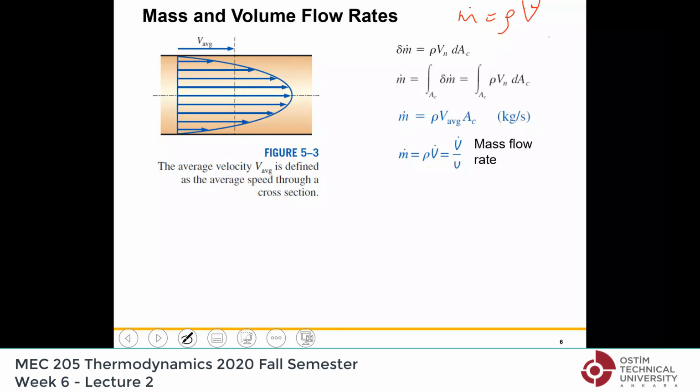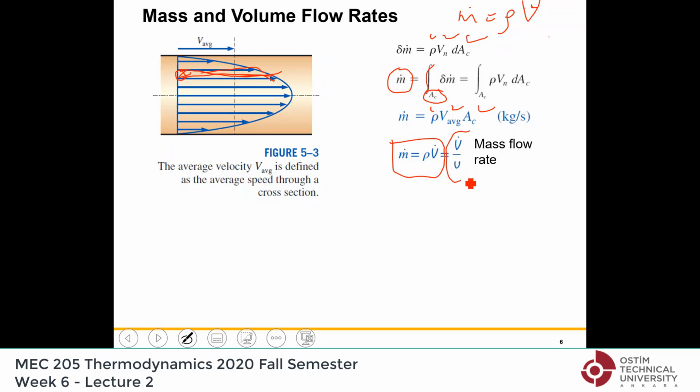You can also do a differential analysis like this. That is, consider a small section like this. And the mass flowing through this small differential section is the velocity there times cross-sectional area times density. And if you take the integral over the entire cross-section, okay, it will give you the total mass flow rate, which is equivalent to using the average velocity times cross-sectional area times density. And keep in mind that the relation between mass flow rate and volume flow rate is simply this. If you know the volume flow rate, multiply by density or divide by specific volume, same thing, you get the mass flow rate. Okay.